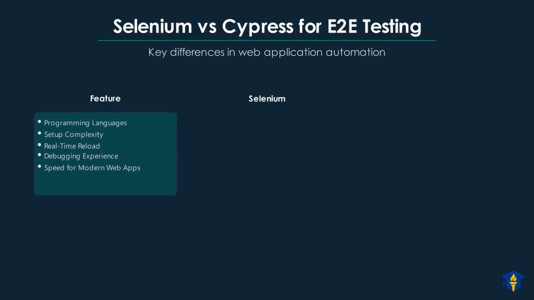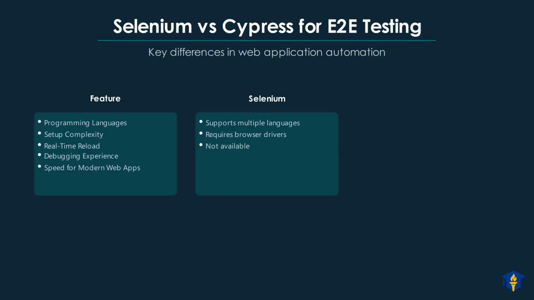Now, let us examine the characteristics and capabilities of Selenium based on the features we just outlined. Selenium is quite versatile, supporting multiple programming languages like Python, Java, JavaScript, and PHP for test scripting. However, Selenium often requires separate browser drivers, which adds a layer of complexity to its initial setup.